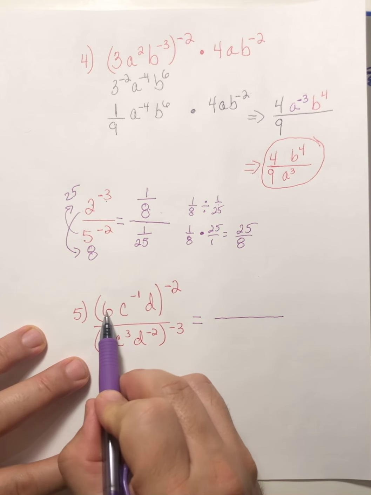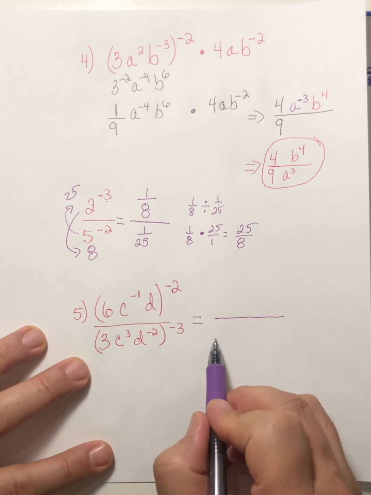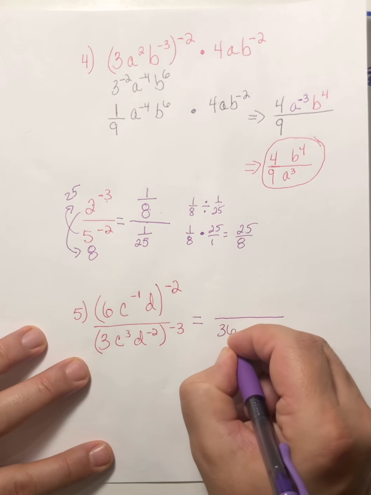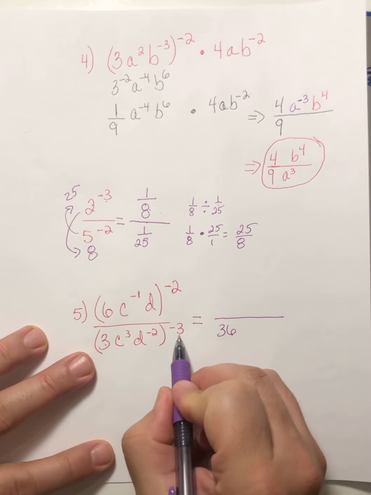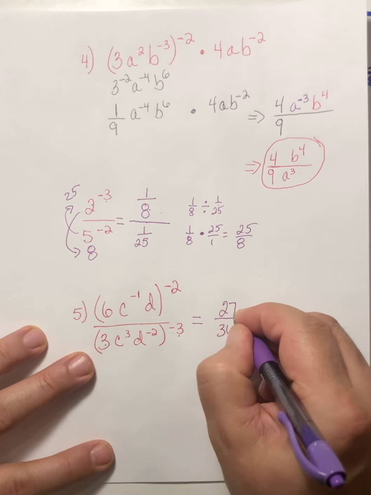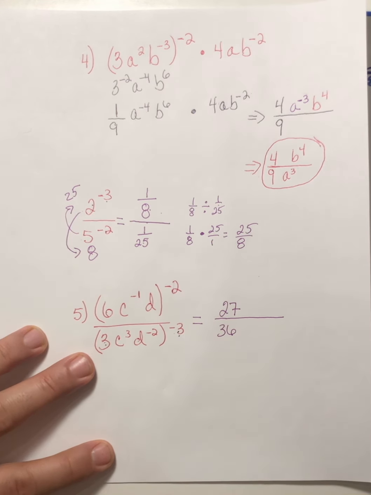So it's 6 to the negative 2. Where does that result go? That's right, that result is going to go on the bottom as what? That's right, to the third. It's 36. And now 3 to the negative 3, where's that result going to go? That's right, that's going to go on top as a 27. How do I get 27? 3 to the power of 3 is 27. Okay?